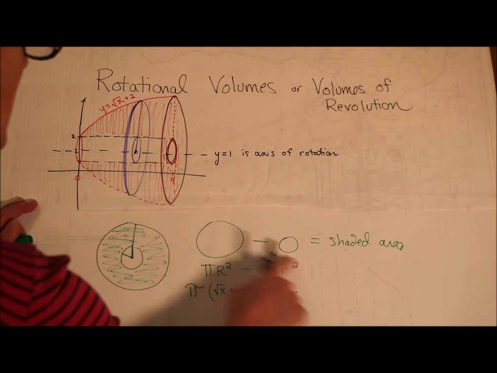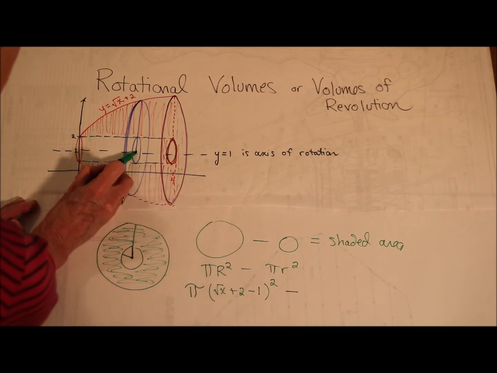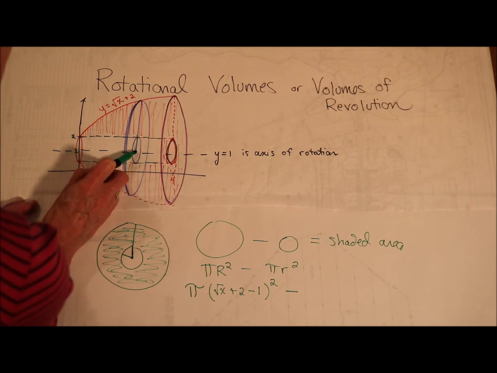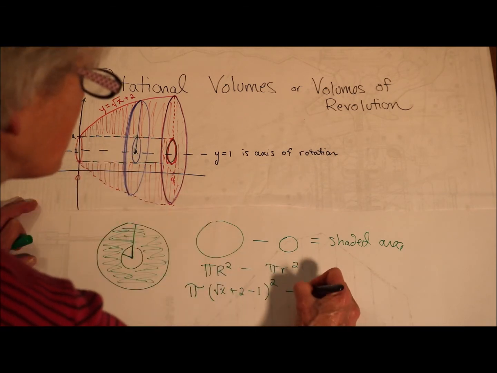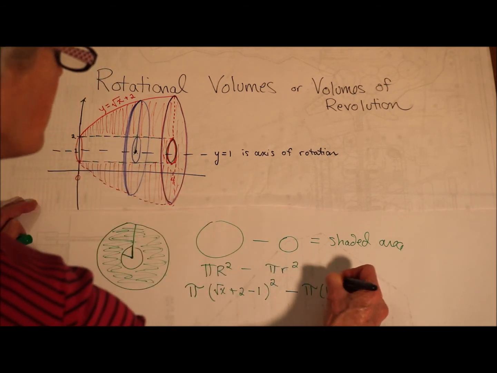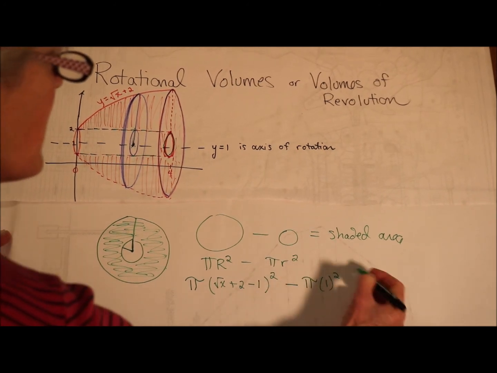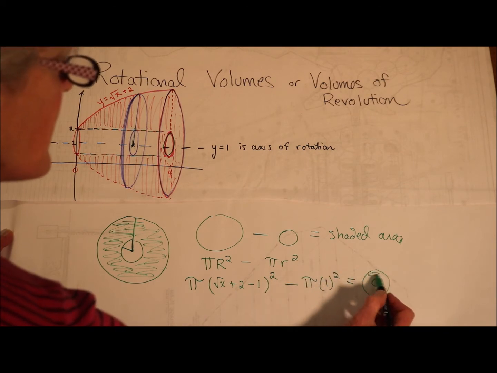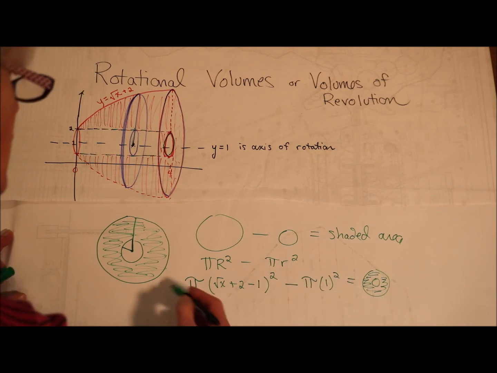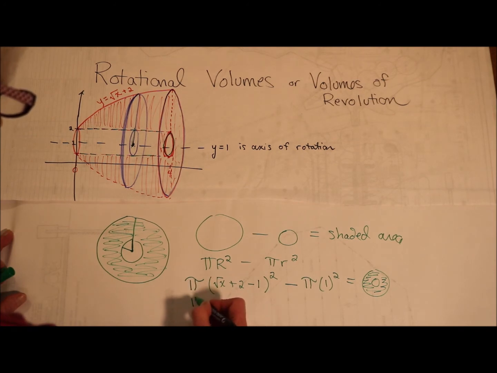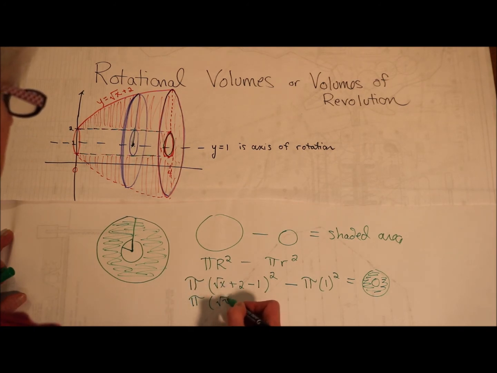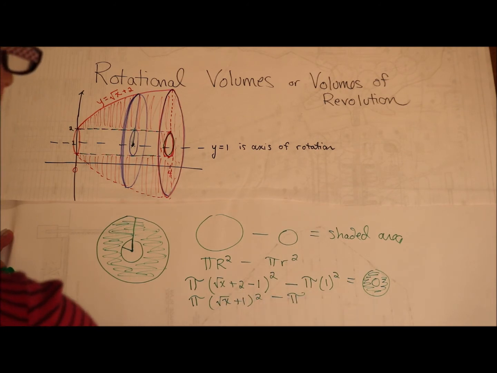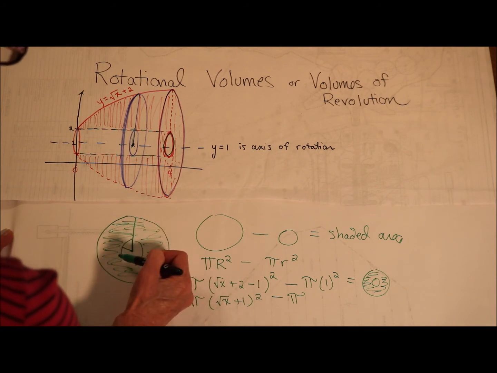Okay, minus, now my little circle here, that radius is just from the top minus the bottom, y equals 2 to y equals 1, that's just 1. So that's not bad. Pi times 1 squared. This is going to give me the area of my washer, the area of that shaded region. So let's see, I can simplify this a little bit. This is going to be pi times the square root of x plus 1 quantity squared minus pi. That is the area of each one of these washers.